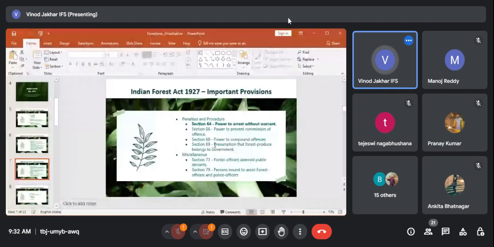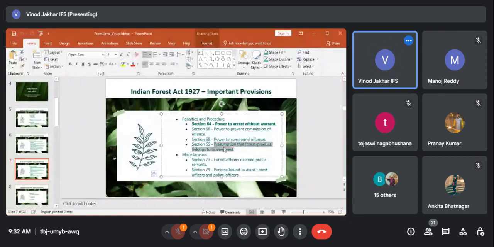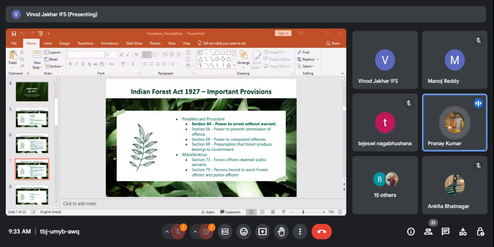And then presumption. This is again very important. Presumption. So what do you mean by presumption? Presumption of offense? Anyone? Any basis on which an offense may happen. Okay.